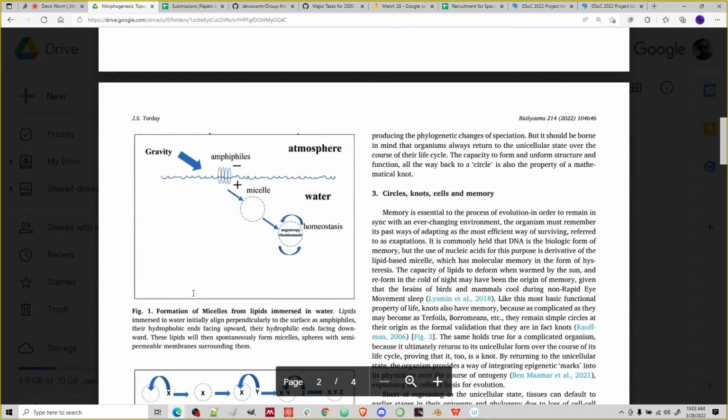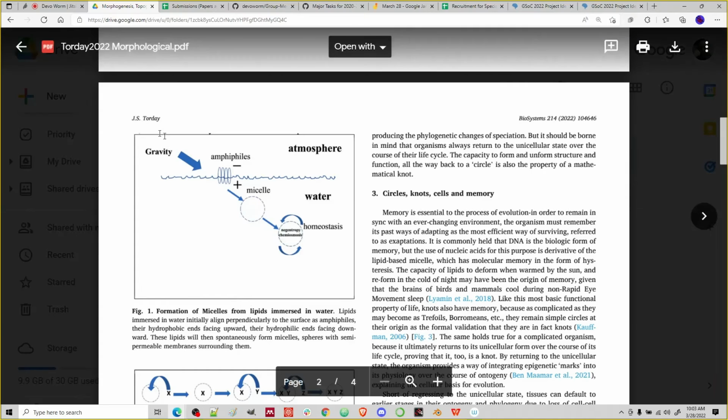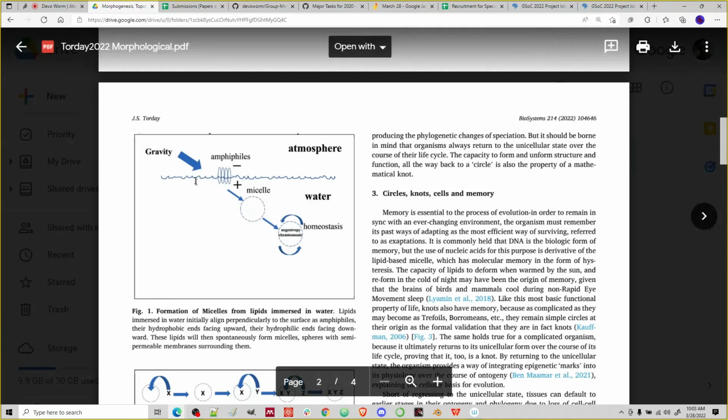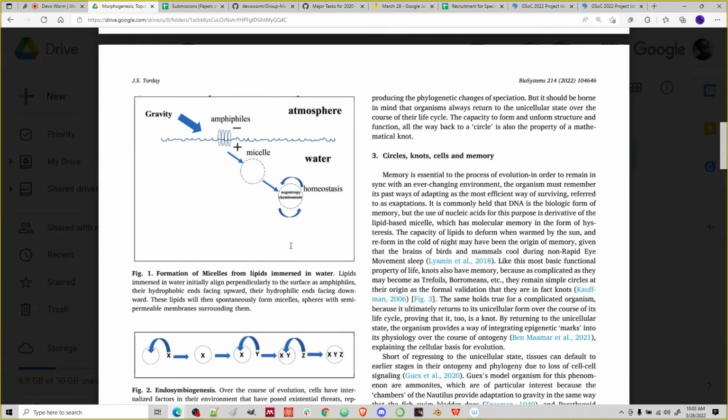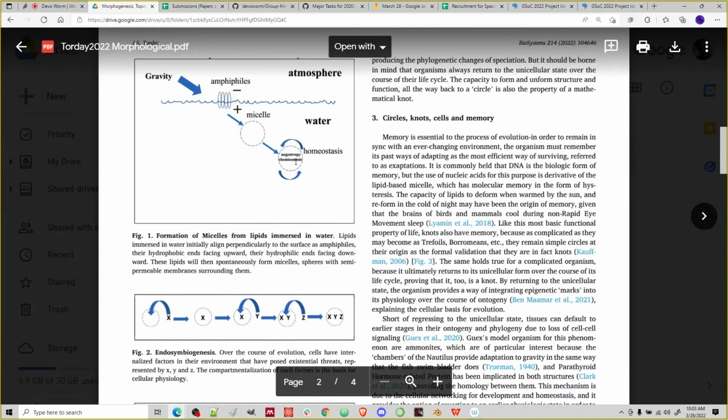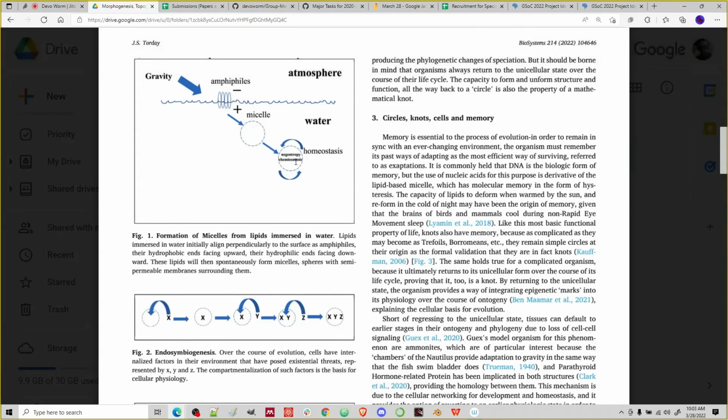So this is one example here of formation of micelles from lipids in water. This shows a simple system of a micelle that is like an empty cell. It's basically a lipid bag, and you can end up with a chemical homeostasis here as it's pushed down into the water away from the atmosphere. They have these things called minimal cells, which are an experimental technique that people use to look at how cells maybe evolved.